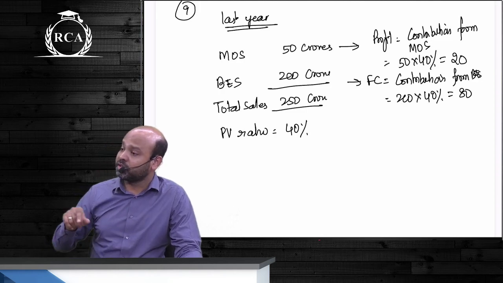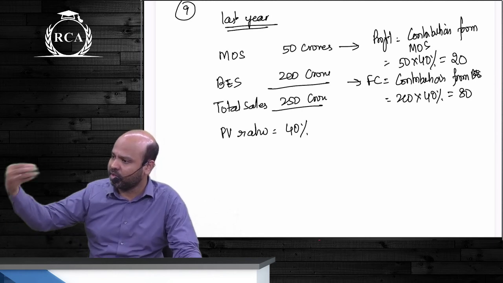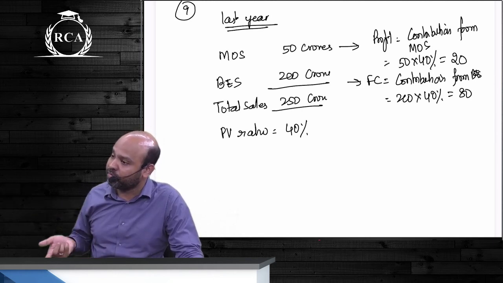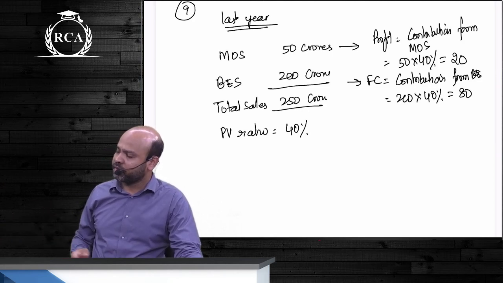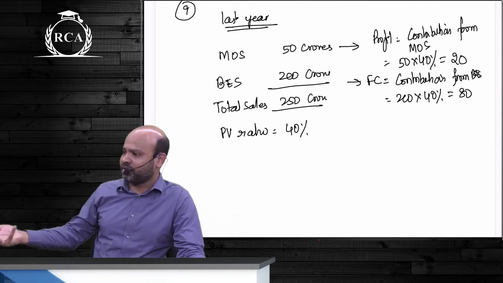क्योंकि वेरिएबल कॉस्ट इज एज अ परसेंटेज ऑफ सेल्स. कितना भी सेलिंग प्राइस रहने दे, वेरिएबल कॉस्ट इज गोइंग टू बी 55%. पीवी रेशियो 45%. व्हाट शुड आई डू आफ्टर दैट?